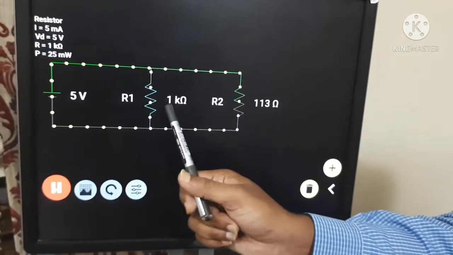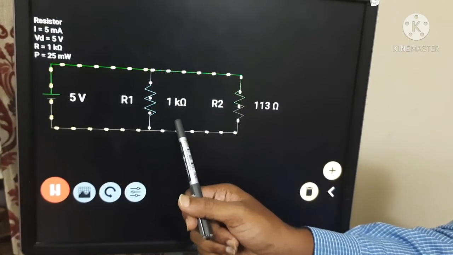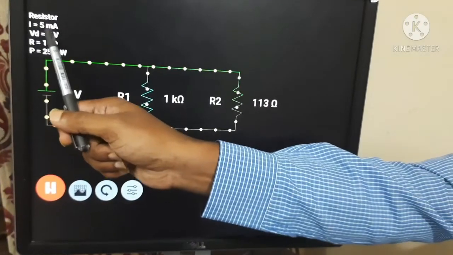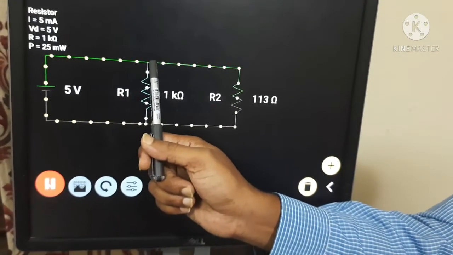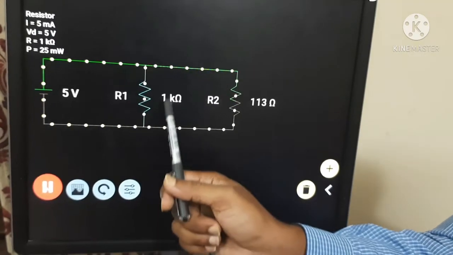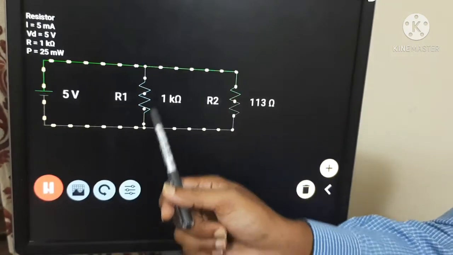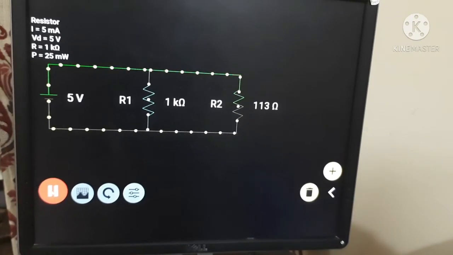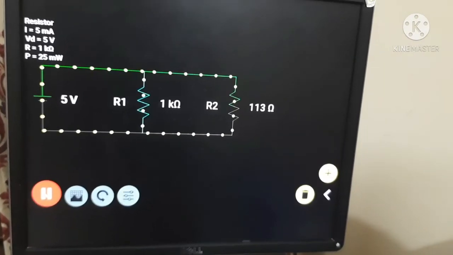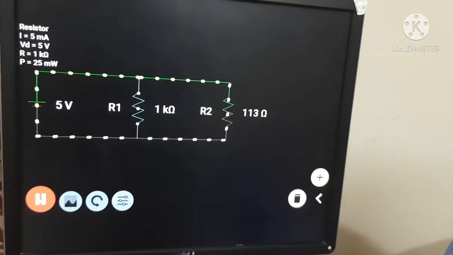Since we didn't change the 1 kilo ohm resistance, the same 5 milliamperes will flow here, because you have 5 volts at this node, 5 volts divided by this 1 kilo ohm resistance, so you will have the same current flow. So this is how we can understand the resistance behavior in parallel and series circuits.